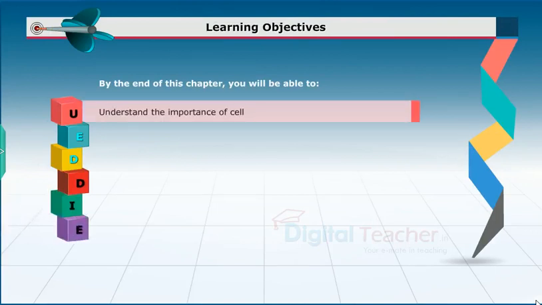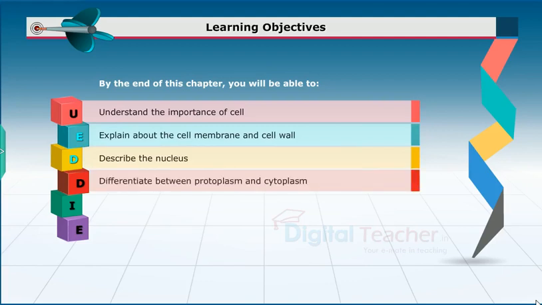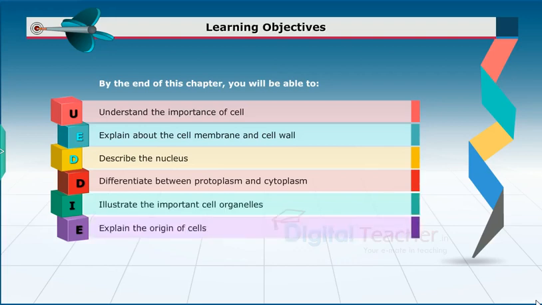Understand the importance of cell. Explain about the cell membrane and cell wall. Describe the nucleus. Differentiate between protoplasm and cytoplasm. Illustrate the important cell organelles. Explain the origin of cells.